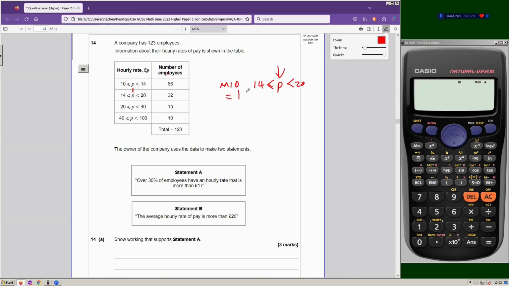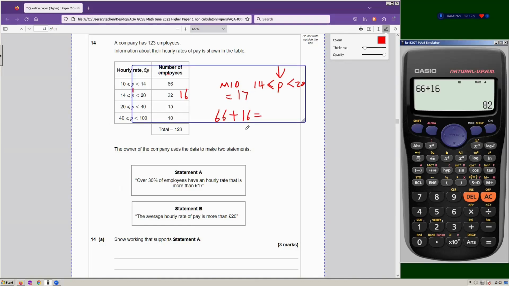Equals 17. Right, so that's going to be 16 there. So we go 66 plus 16 equals our midpoint. So we've got 82.